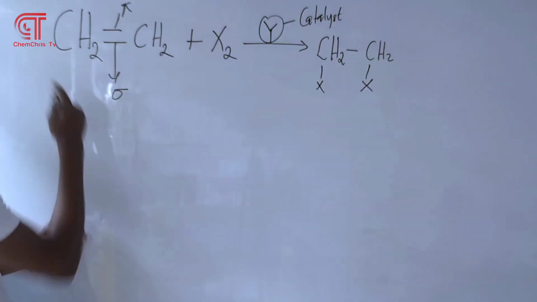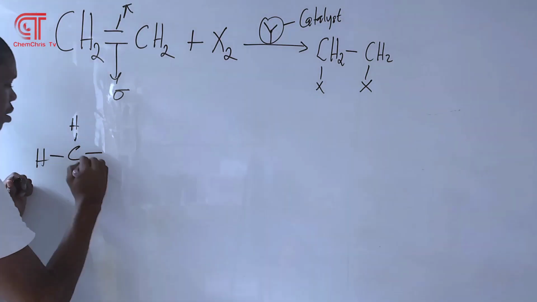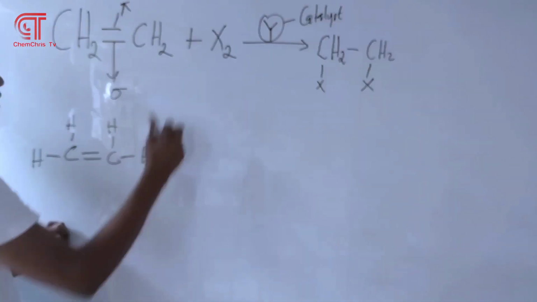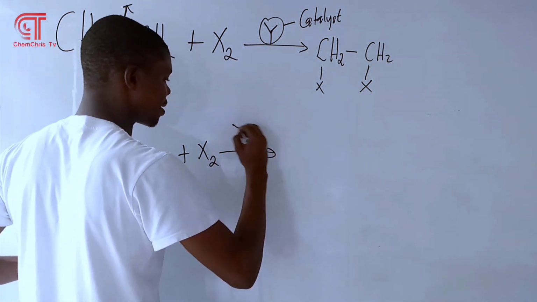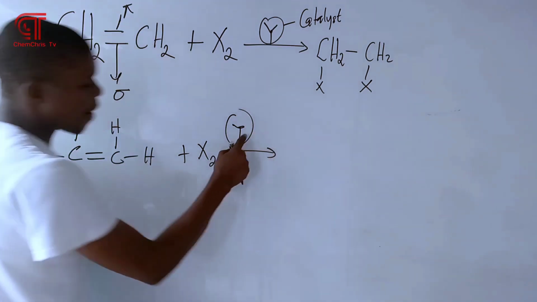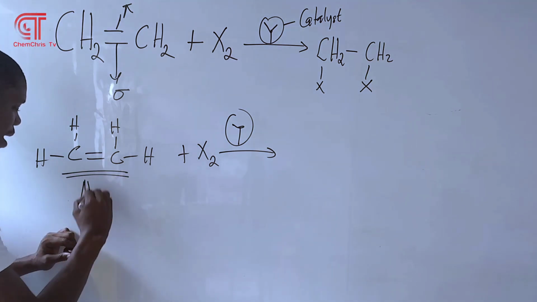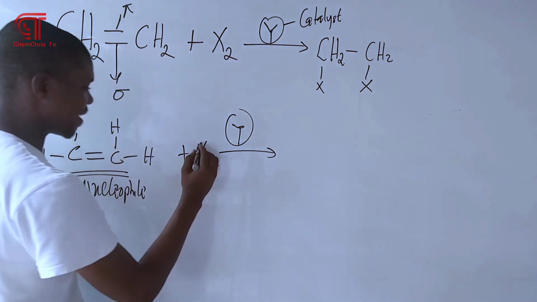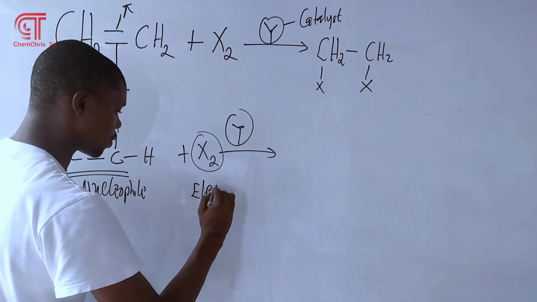Now this can also be written as CH double bond HH. So now when you add X2 here, you can see that here is the nucleophile. Now this one will be the electrophile.